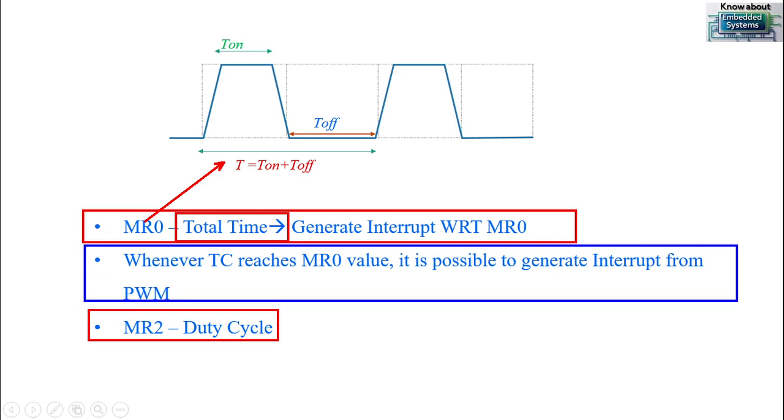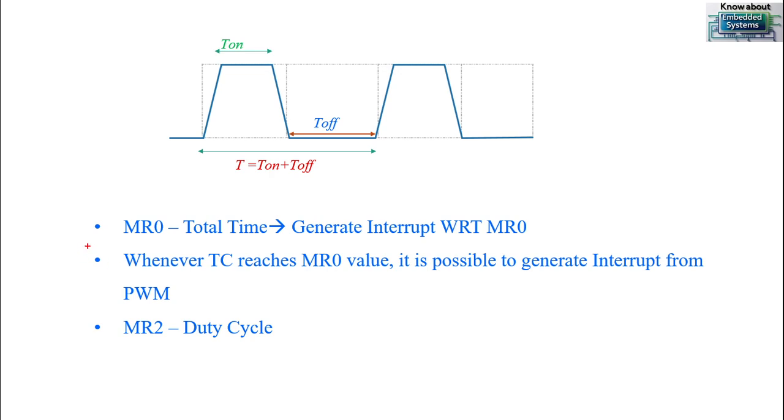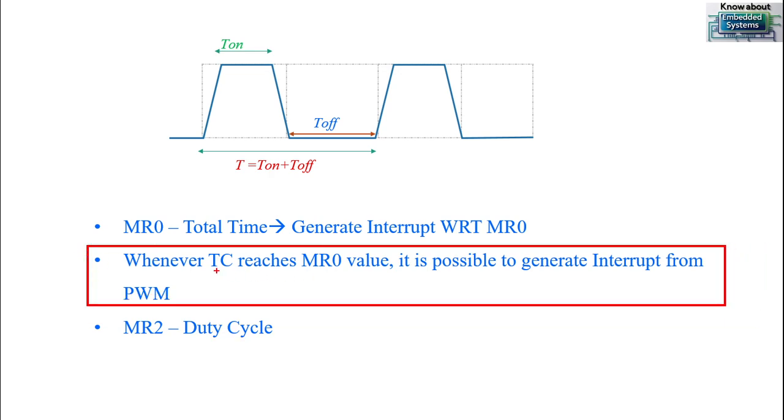So whenever TC reaches the MR0 value, what is TC here? TC stands for timer counter. Basically, pulse width modulation is also a timer based application. So here also we will have a timer counter, a main timer counter. Whenever the main timer counter reaches the MR0 value, it is possible to generate an interrupt from the pulse width modulation. So this is the main thing, how to generate interrupt from the PWM. Whenever timer counter reaches the MR0 value, it is possible to generate an interrupt.